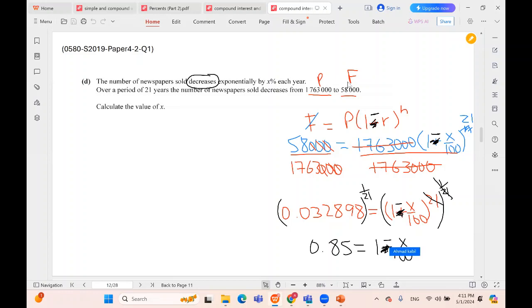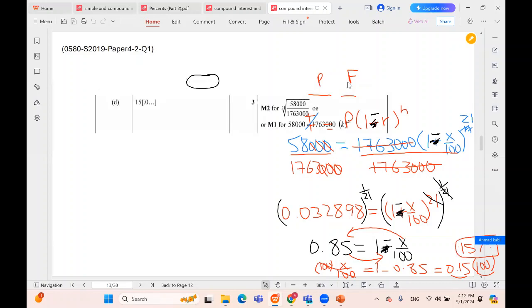Now we want to get the value of X, so we can send this to the other side and bring this here. And we get 1 minus 0.85 on the right, and positive X over 100 on the left. This is equal to 0.15. We multiply by 100 on both sides. These will cancel out. And 100 here as well. So 0.15 times 100 is 15%. 15% is the correct answer here.